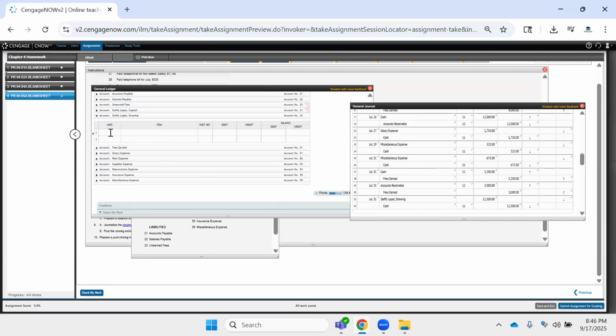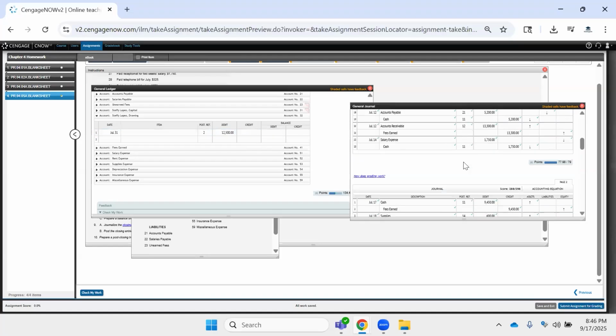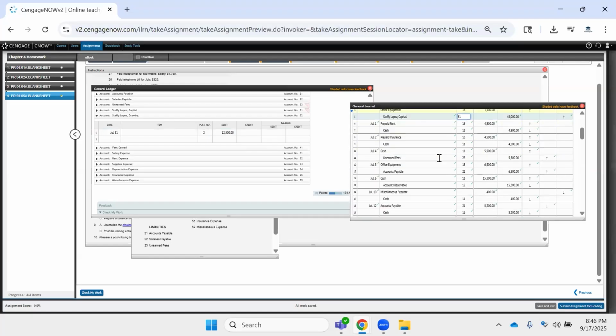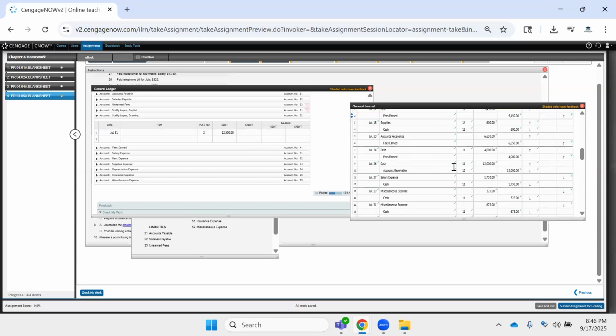And then Steffi Lopez drawing. We did in fact have a drawing on the last day of the month. And that was 12,500. Right? And our equity accounts start with a 3, so that's 31 and 32 right there.